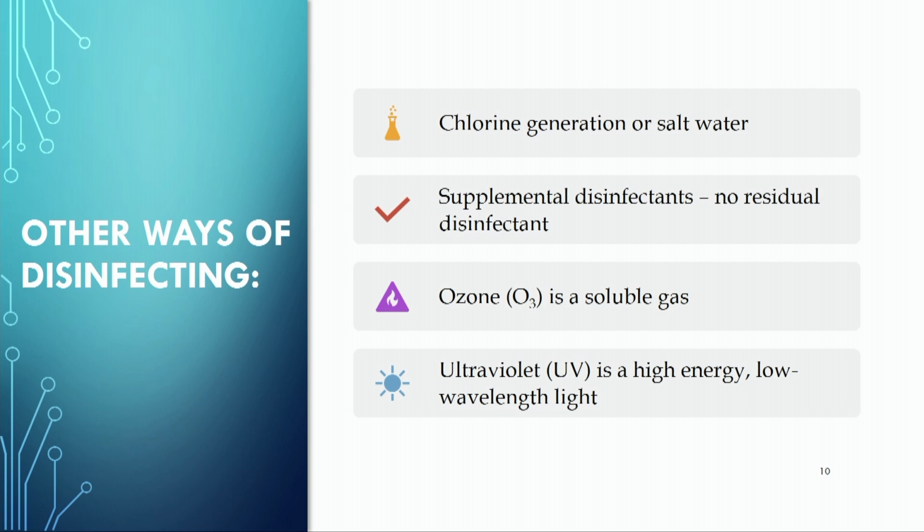And then some other ways of disinfecting your pools, another popular one is salt water or chlorine generation. Salt water is used to chlorinate the Cl2 with the addition of sodium chloride to the water that passes through an electrical chemical cell and generates the free chlorine, which is the disinfectant in the pool. This method, when you use salt water, you're still using chlorine as a disinfectant. It's just produced in a different way.